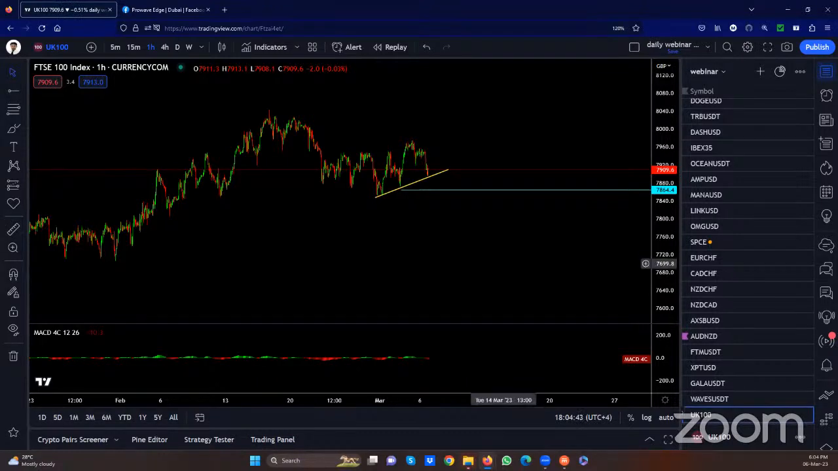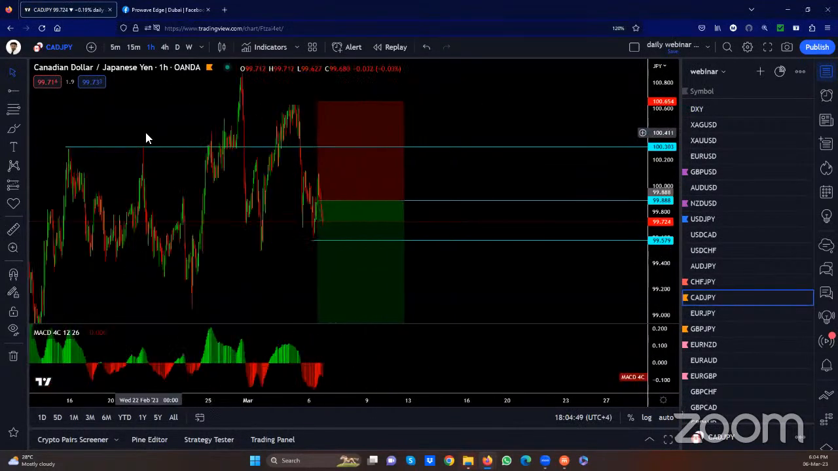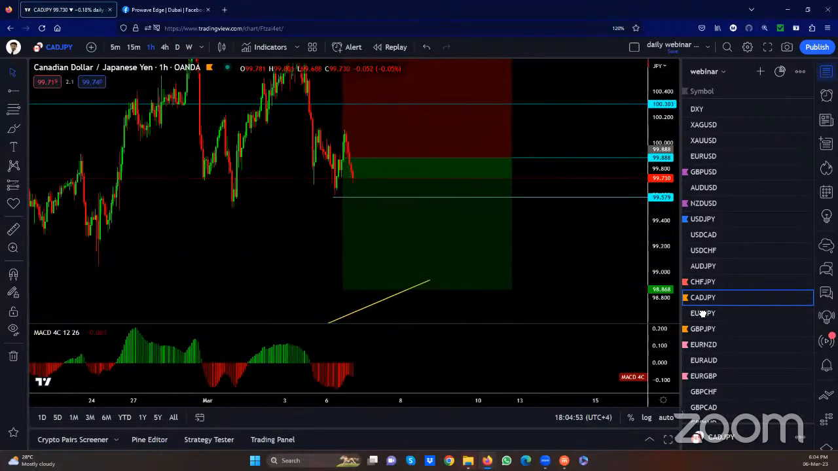Okay, let's see. Cadian is going good. Let's go. We got 2 trades today, and both are going very well. So Cadian is going good. Let's see how far it goes. This will take a couple more hours to go.